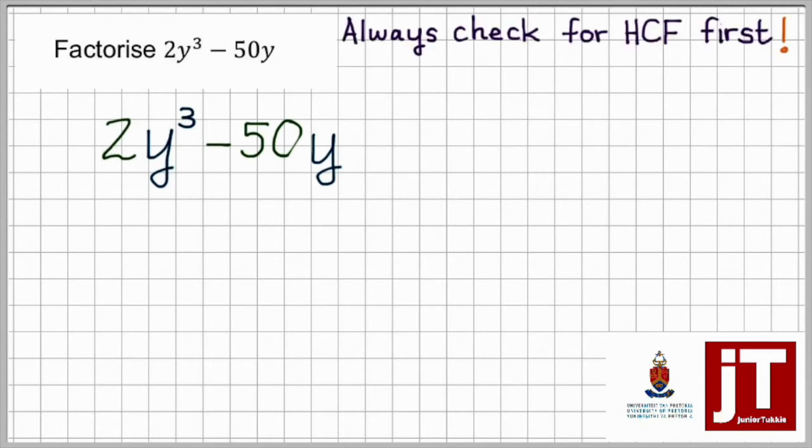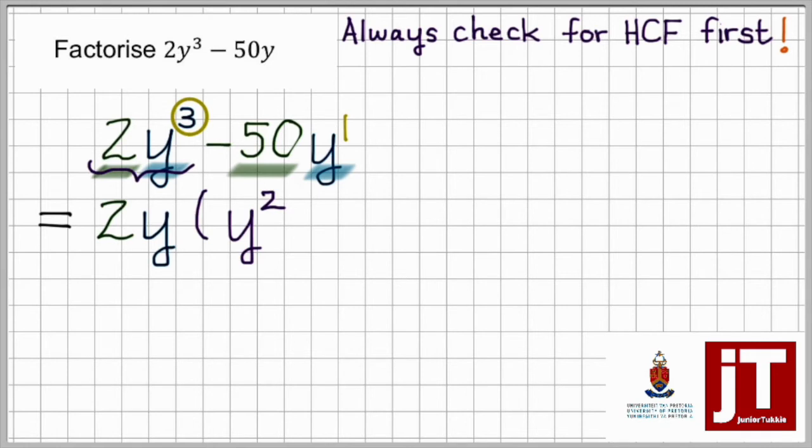Remember, highest common factor first, and in this expression we do have a highest common factor. Between the coefficients 2 and 50, the highest common factor is 2. y is a common variable, and its lowest exponent is 1. So 2y is the highest common factor. We need to take this out. In other words, we divide each term by the highest common factor, and what we are left with, we write in brackets. 2y to the power of 3 divided by the highest common factor is y squared. Negative 50y divided by 2y, which is the highest common factor, leaves us with negative 25.